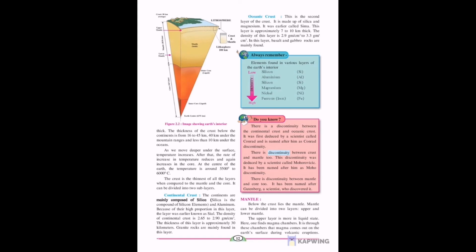Then on the same page, there's always, remember, elements found in the various layers of the Earth's interior. That blue box you are going to draw in your notebook. Now this is all 1, 2, 3 together. The layers of the interior of the Earth, that is the chart, then the diagram, that is 2.1 and 2.2, and the table or the box, the blue box, which is just below the oceanic crust paragraph.